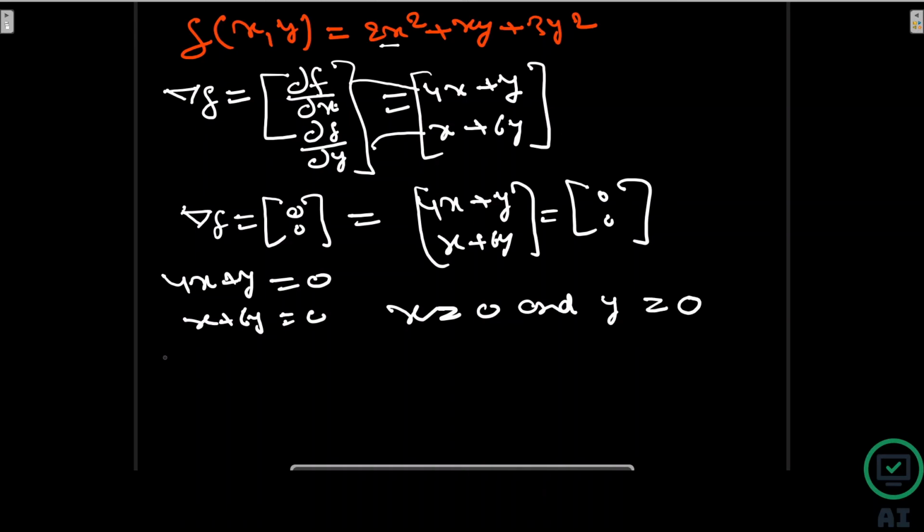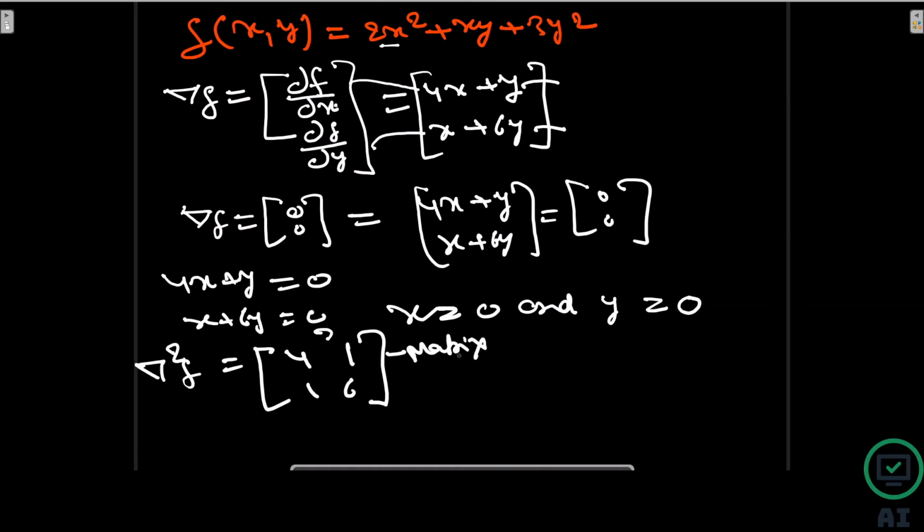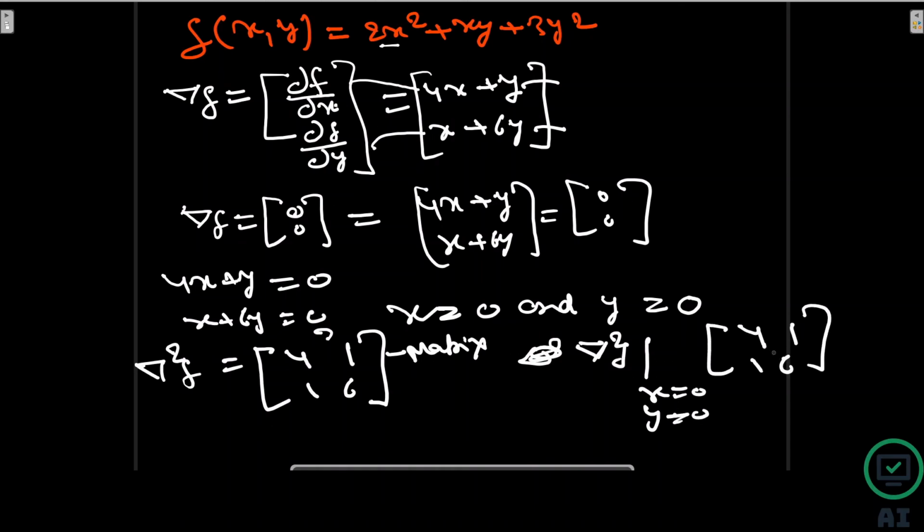Now find the second derivative of this function, which is nothing but the matrix 4 1 1 6. If you find the second derivative, we will have 4 elements in this matrix. We evaluate it at the point x and y equal to 0 and 0. The matrix is 4 1 1 6, and inside that we do not have any variable, so no need to put the value inside it.